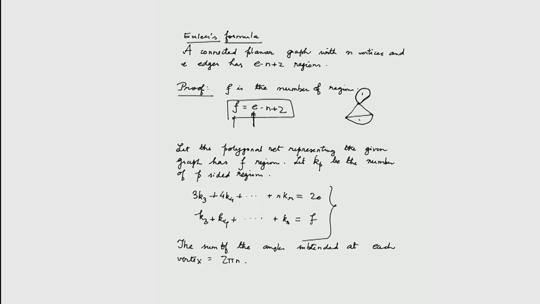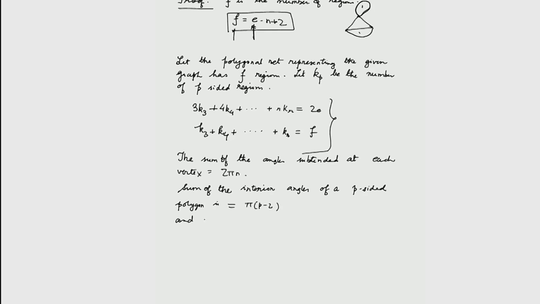Next, the sum of the interior angles of a p-sided polygon is equal to pi (p minus 2), and the sum of the exterior angles is equal to pi (p plus 2).